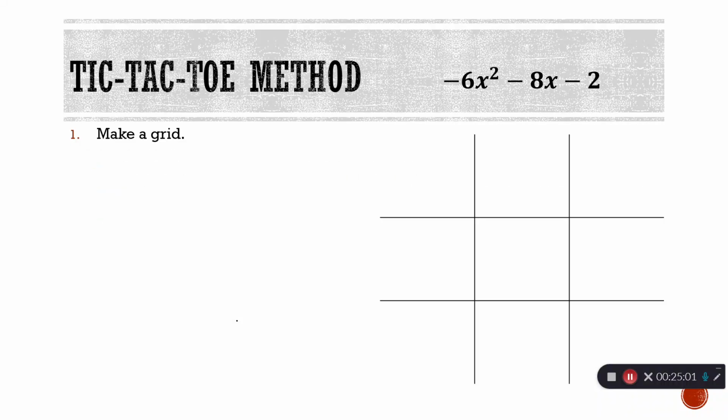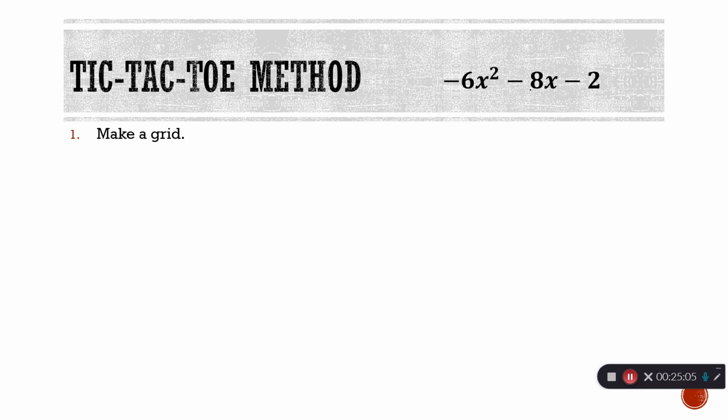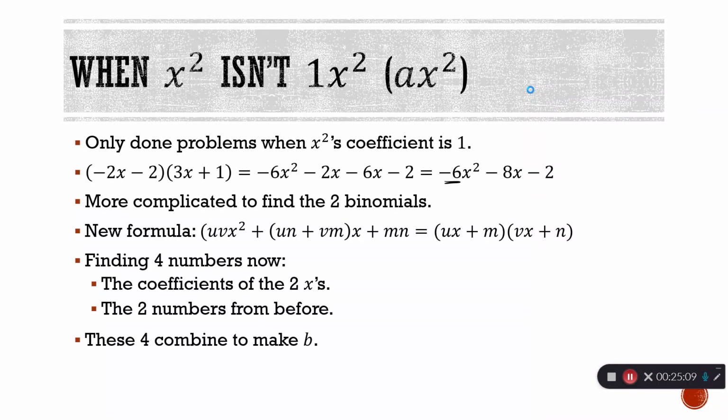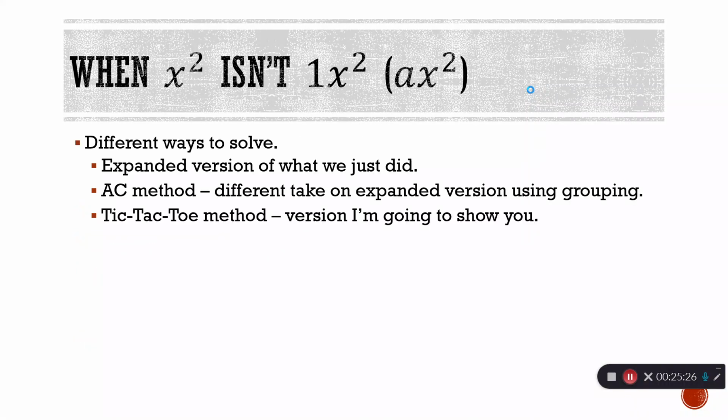So first off, we're going to solve this. From our previous one, we know that it's going to be negative 2x minus 2 and 3x plus 1. We're going to do it with this method to show that's what it is. Okay, get back to where we are.